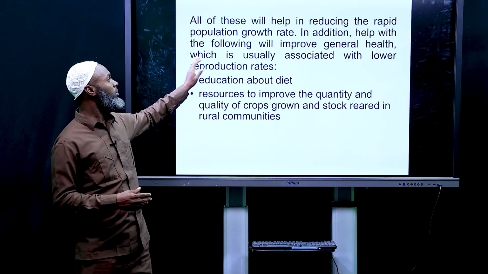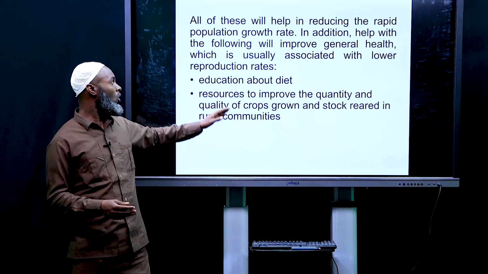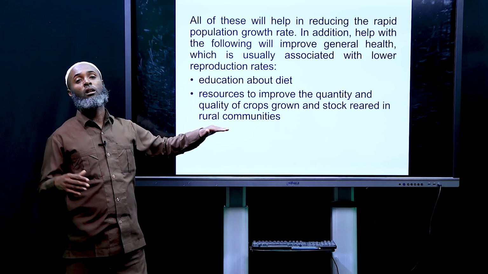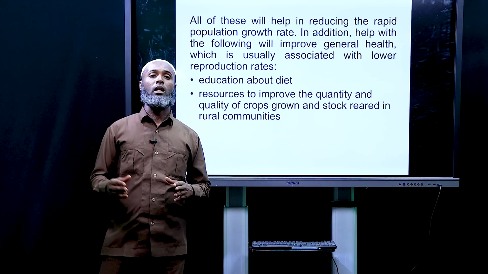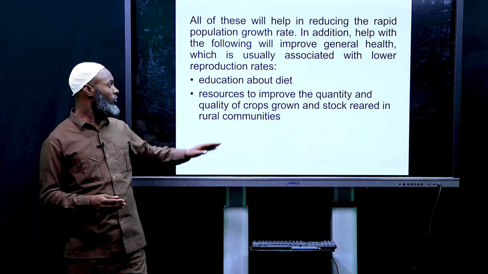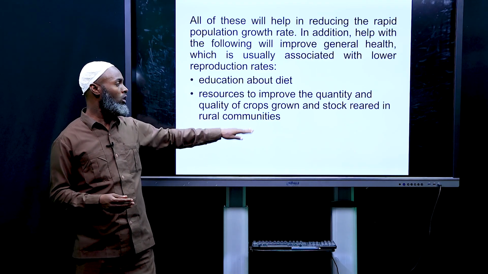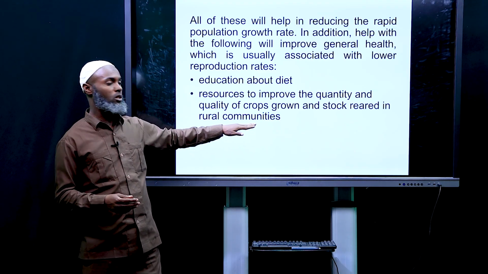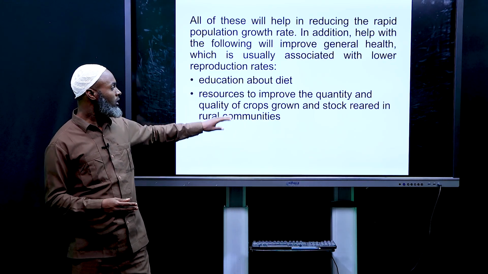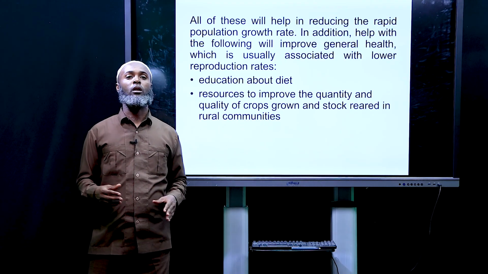In addition, the following will improve general health, which is usually associated with low reproductive rates. These are education about diet and our feeding mechanisms; our diet should be improved. Resources to improve the quantity as well as quality of crops grown, and stock reared in the rural community, should be provided. The quantity as well as quality of crops should be improved.